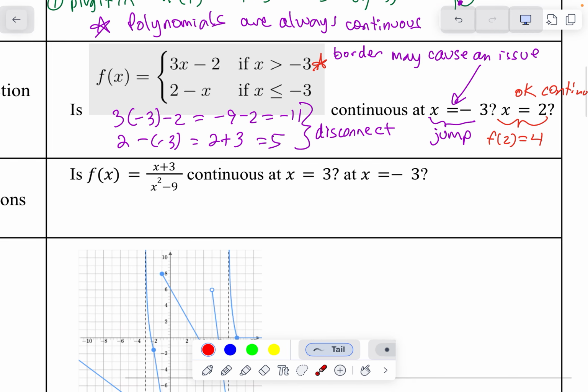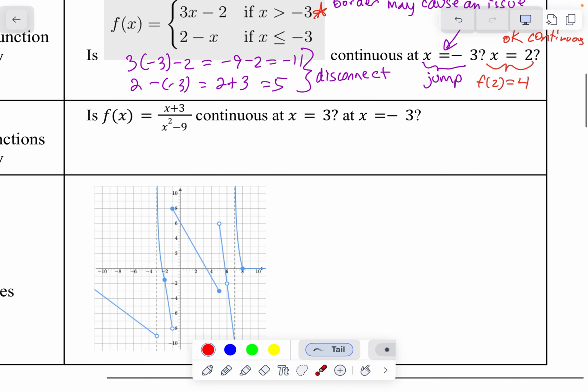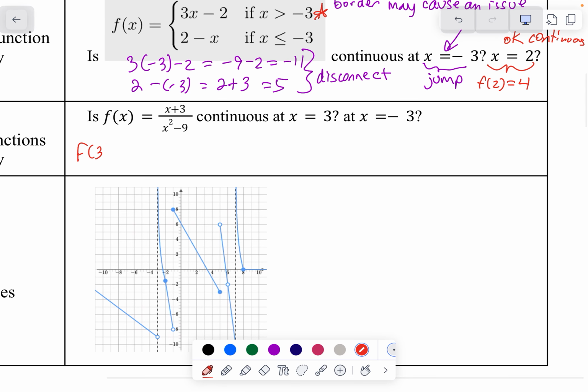hole, or what else do they call it? A removable discontinuity. Okay. So let's plug 3 into our function, and let's algebraically look and see what's happening. Because we want to check, is it continuous at 3? Well, if you plug in 3, watch what you get. You get 6 over 0, okay? Now let's plug in negative 3.